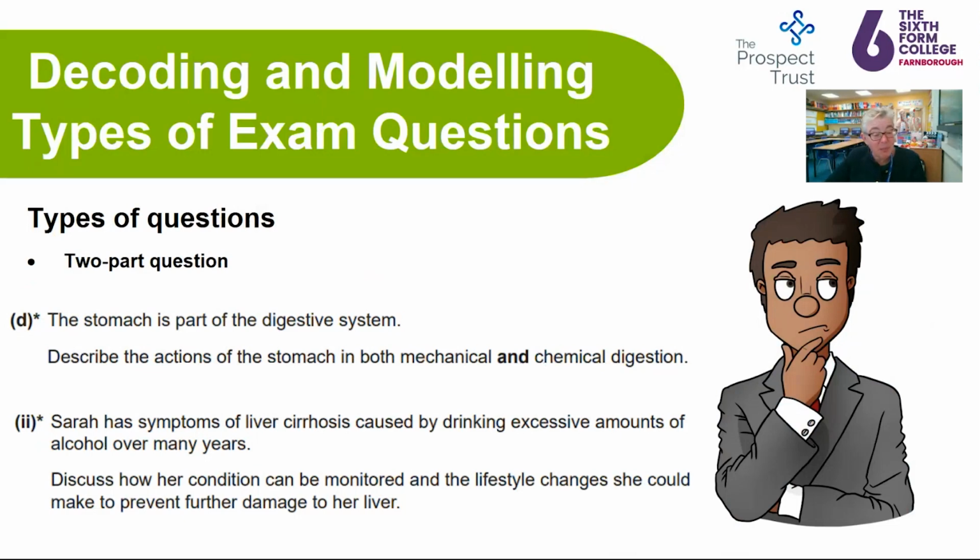Second part, Sarah has symptoms of liver cirrhosis caused by drinking excessive amounts of alcohol over many years. Discuss how her condition can be monitored and the lifestyle changes she could make to prevent further damage to her liver. So again, put the subheading monitored, and again underneath lifestyle changes, and put a couple of examples in there, discussing well. And you want to go up to the level 3 response there, and I'll talk about levels of response later.